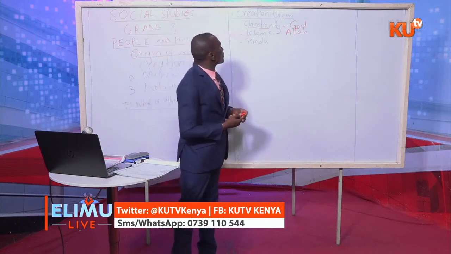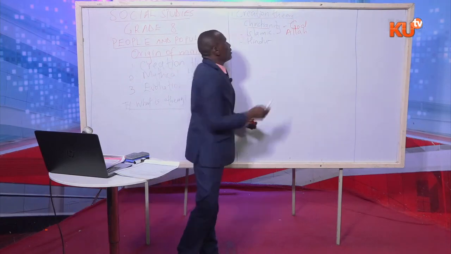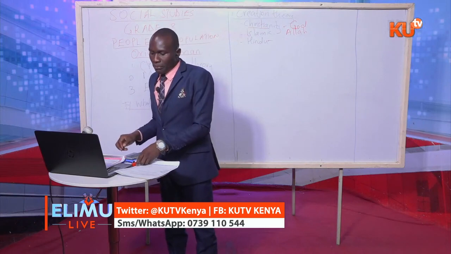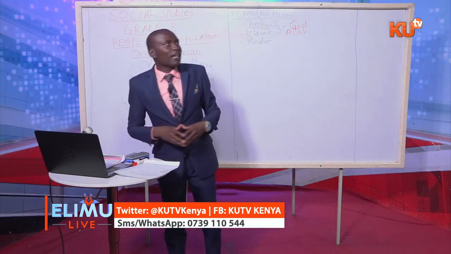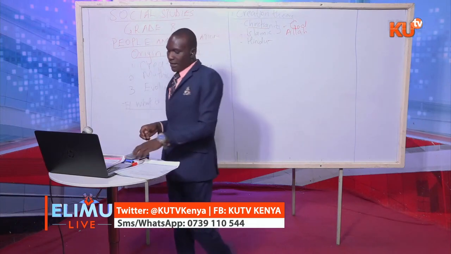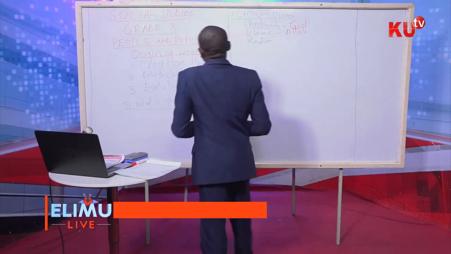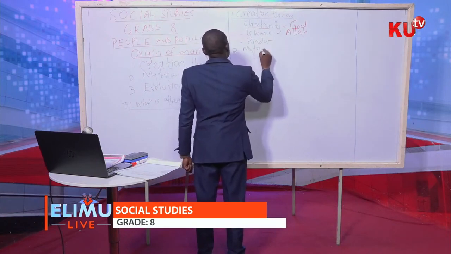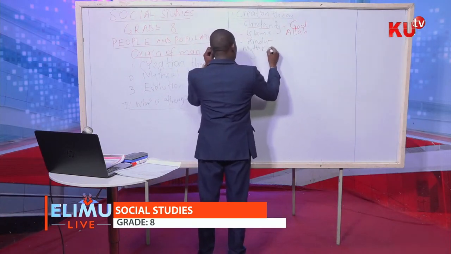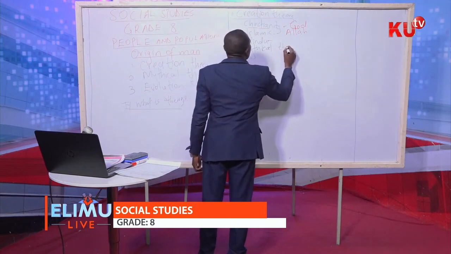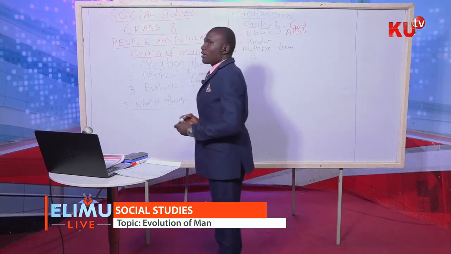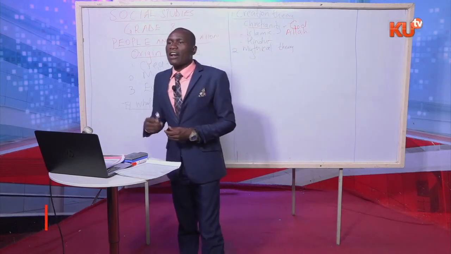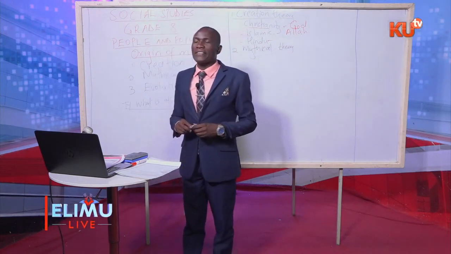Also we have Hindus. Hindus also, they have their own belief in which they believe their first person came from. The second theory that we're going to look at is the mythical theory. Now, mythical comes from the word myth.